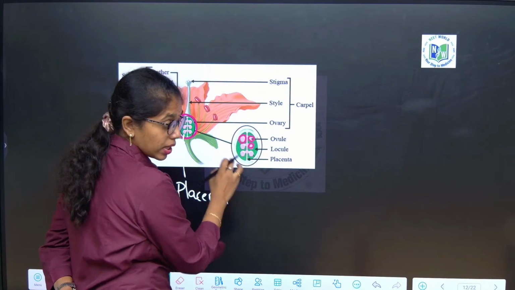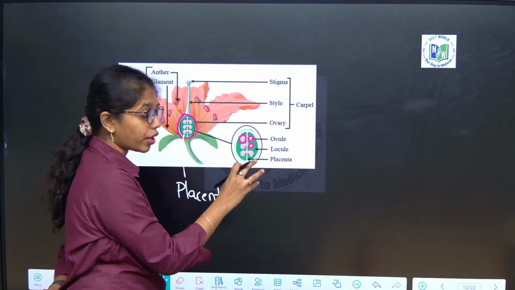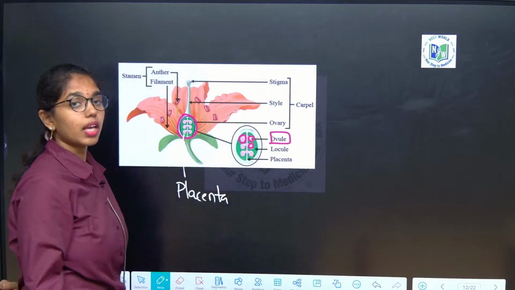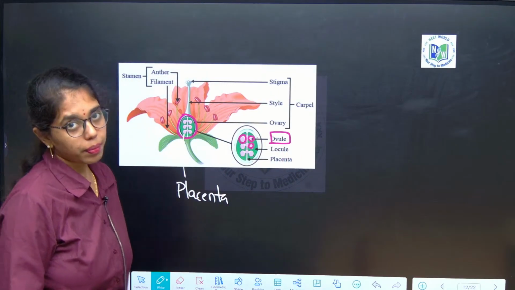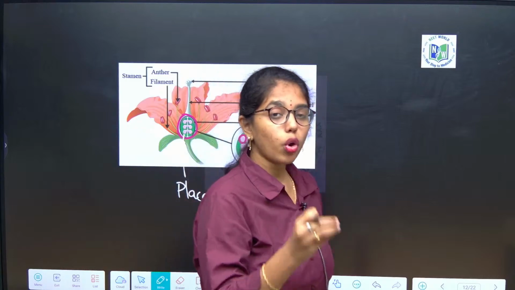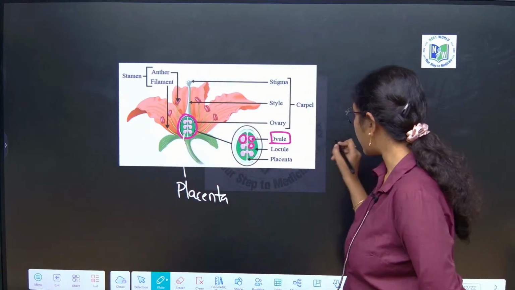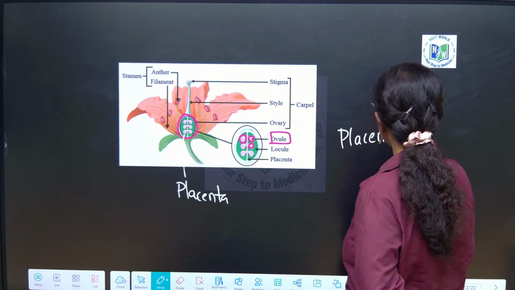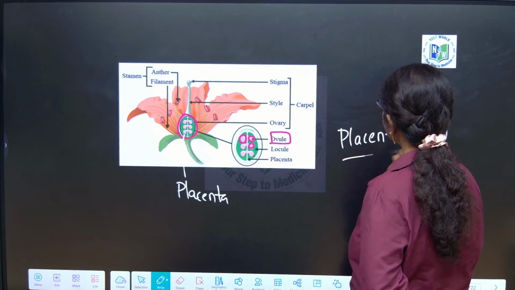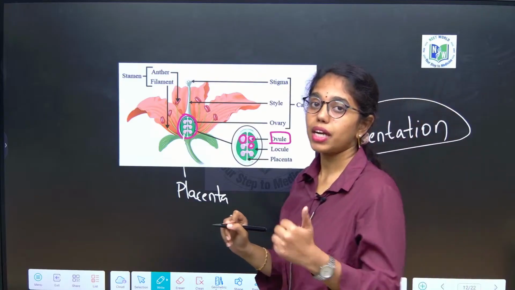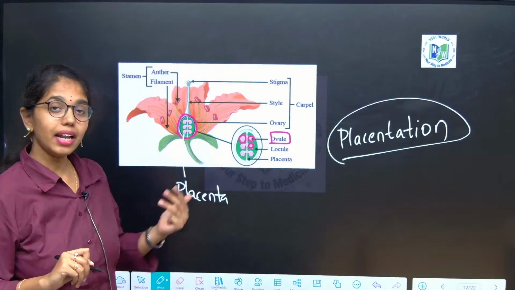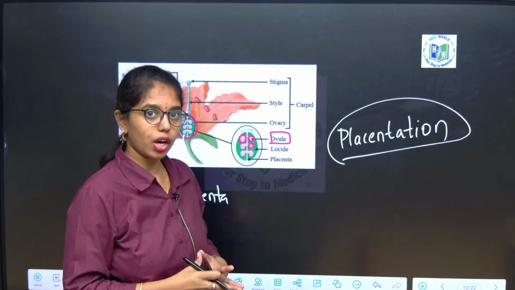Inside placenta what do you have? Locules, and in these locules ovules are placed. The arrangement of ovules inside the ovary is called what? Placentation. As such, we have learnt marginal, axial, parietal, free central and basal placentation in morphology of flowering plants.